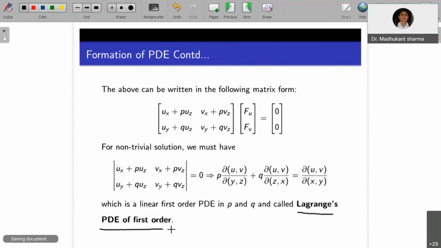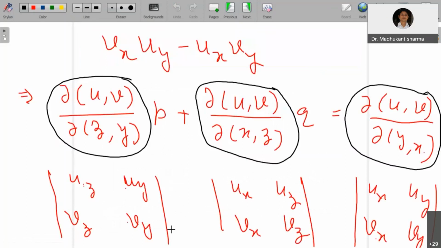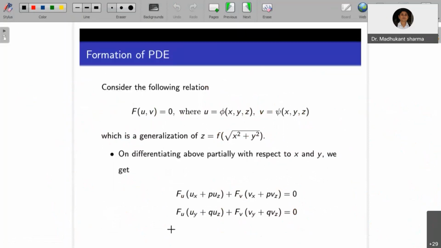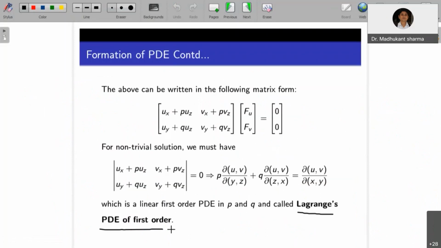So here you can see, these are y comma z, and we have obtained z comma y. This is z comma x, we have obtained x comma z, and this is y comma x. We have this x comma y, and we have obtained y comma x. So if you multiply the above by a minus sign on both sides, you will get this. So that's not a problem. This type of equation is known as Lagrange's PDE of first order.